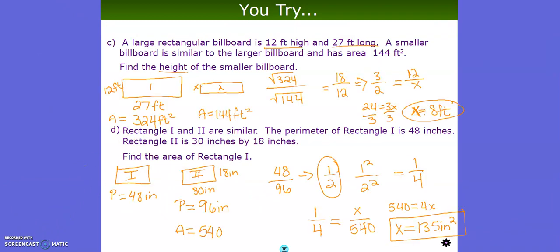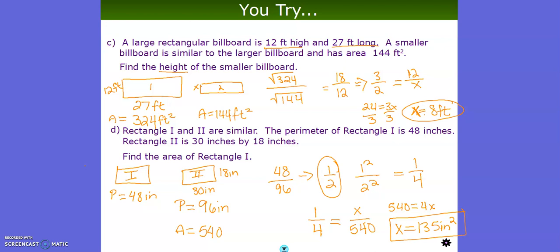Okay, we'll take a look at our last 2 U-tries. We have a rectangular billboard that is 12 feet high by 27 feet long, and a smaller billboard that is similar. It has an area of 144 feet squared. Find the height of the smaller billboard.